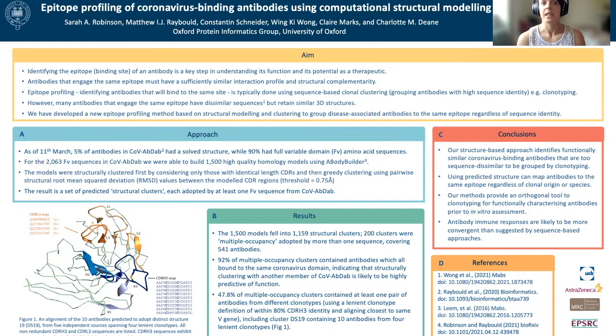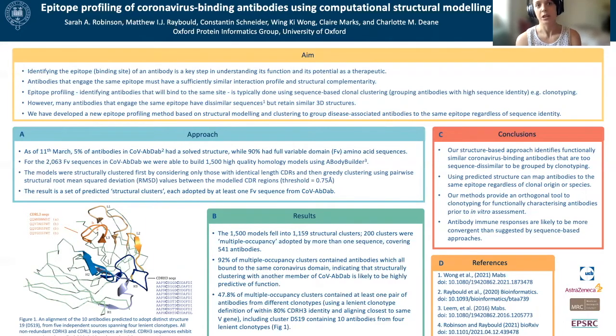So this suggests if we have an antibody sequence and we don't know, for example, where on SARS-CoV-2 it binds, we can cluster it with antibodies where we do have the binding data and then predict which epitope this antibody likely binds to. In addition, nearly half of the multiple occupancy clusters contained at least one pair of antibodies from different clonotypes, which, as you can see in an illustration in figure 1, where here we've got distinct structure 19 containing 10 antibodies across 4 lenient clonotypes.